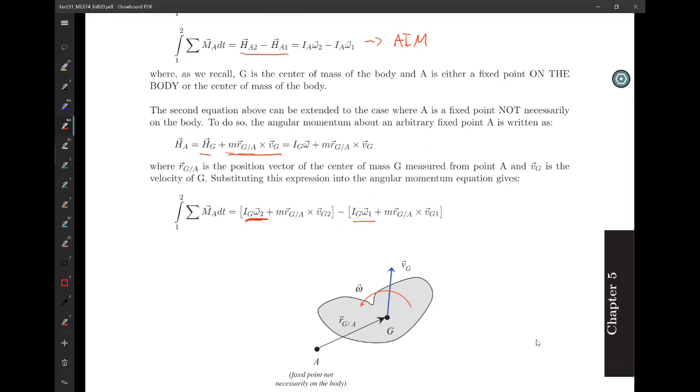Shape changes, or the distribution of mass changes, so the moment of inertia changes. Exactly. Think about the skater that is jumping and opening arms. You're changing the distribution of your mass, which means that your moment of inertia is changing. So changes in moment of inertia can also lead to changes in angular momentum, all right? So these are things to remember.